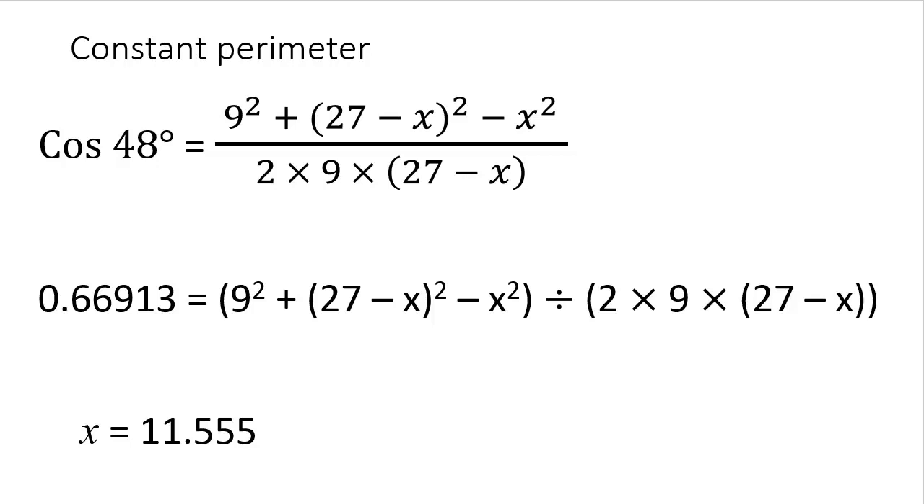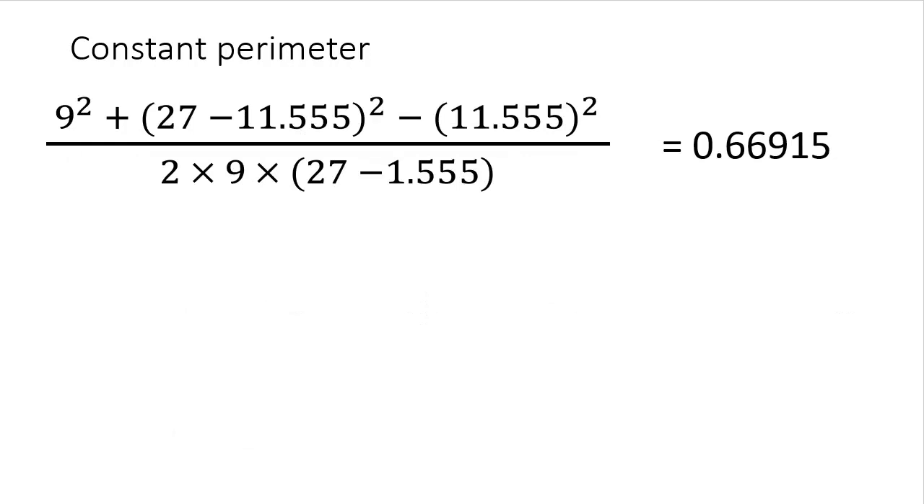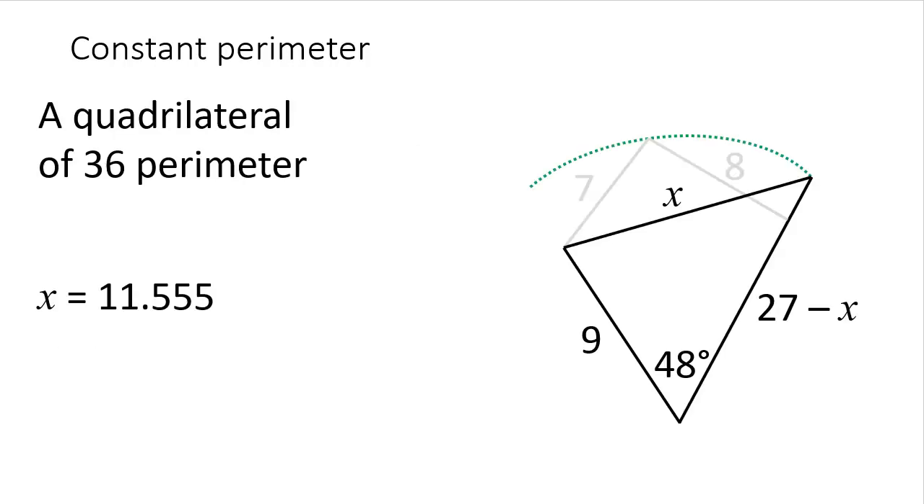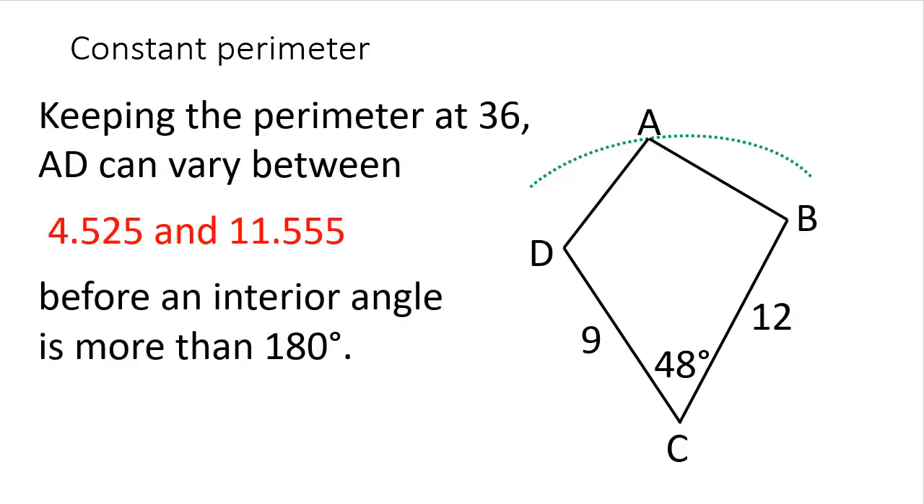11.555. Again, because it's very easy to type something wrong into your calculator, I go back and I check that. I take my original fraction, substitute in 11.55 for my unknown. I get that, invert cos that, and I'm back to within a whisker of my 48 degrees again. So I know I've done it right. So that's the process. It enables us to determine the length on the right hand side before the quadrilateral starts to flex outside the 180 degrees, and I can give the answer.